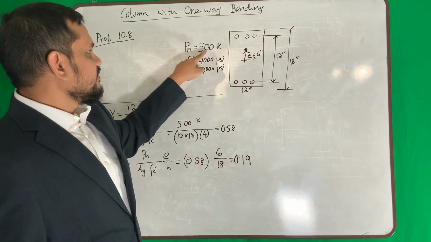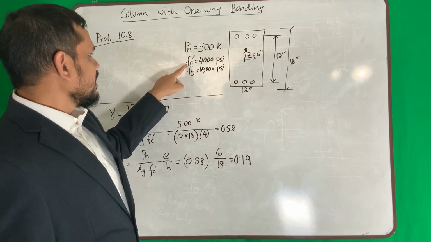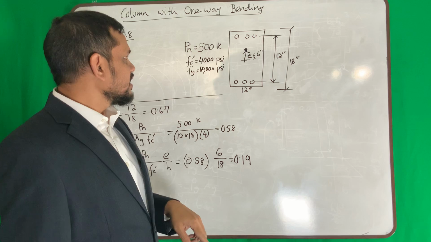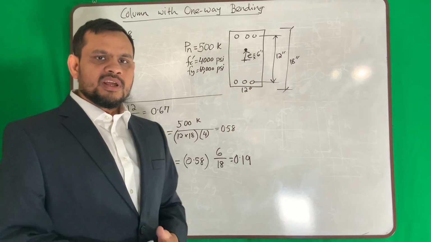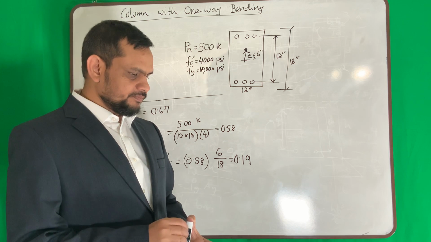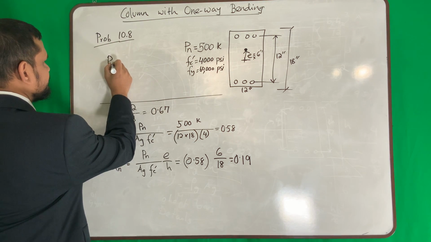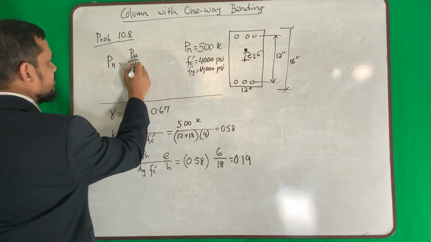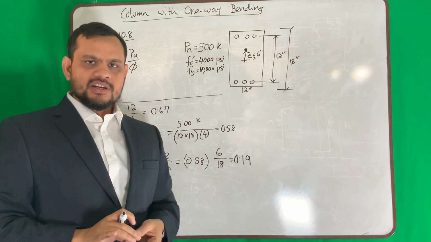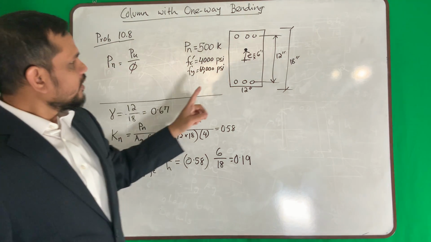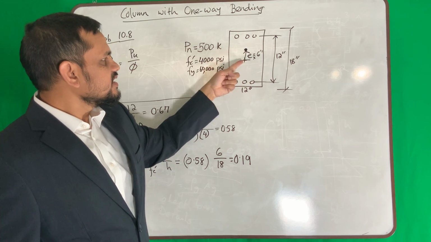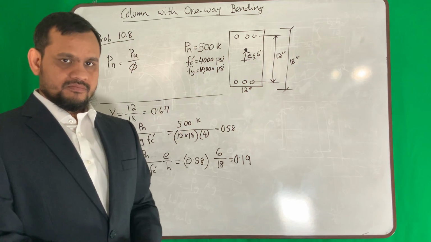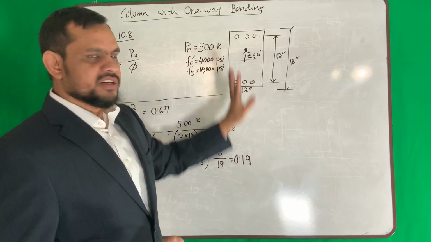Now the nominal load is given, 500 kip, and concrete strength is 4000 psi, steel strength is 60,000 psi. Now again, this is nominal. Nominal means simply that P nominal is whatever the factored load divided by the strength reduction factor. So that is called nominal load. Okay, so the load is acting 6 inch away from the center. That means the eccentricity is 6 inch. So we need to find the reinforcement in this section.